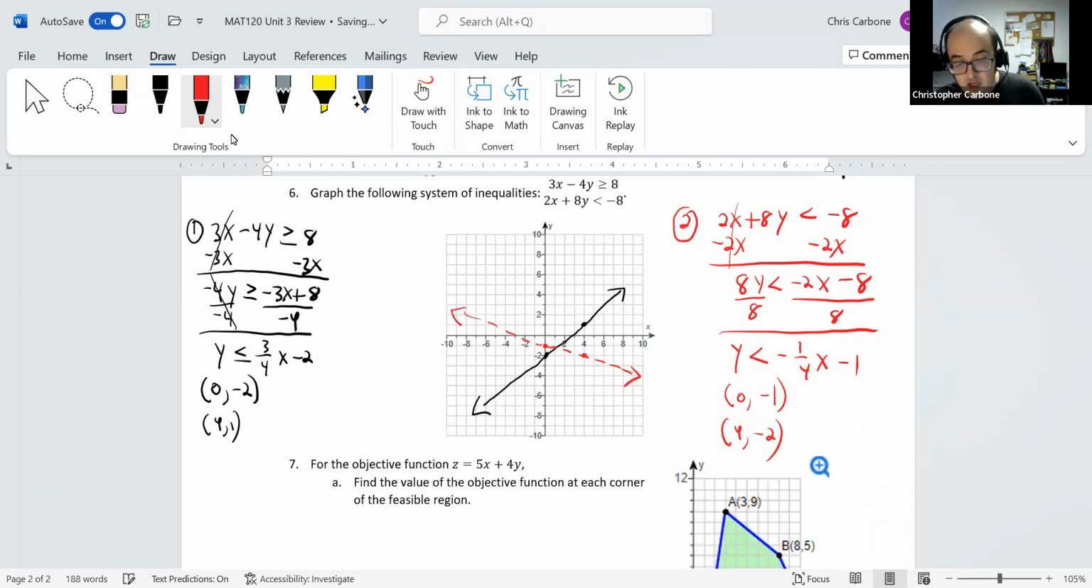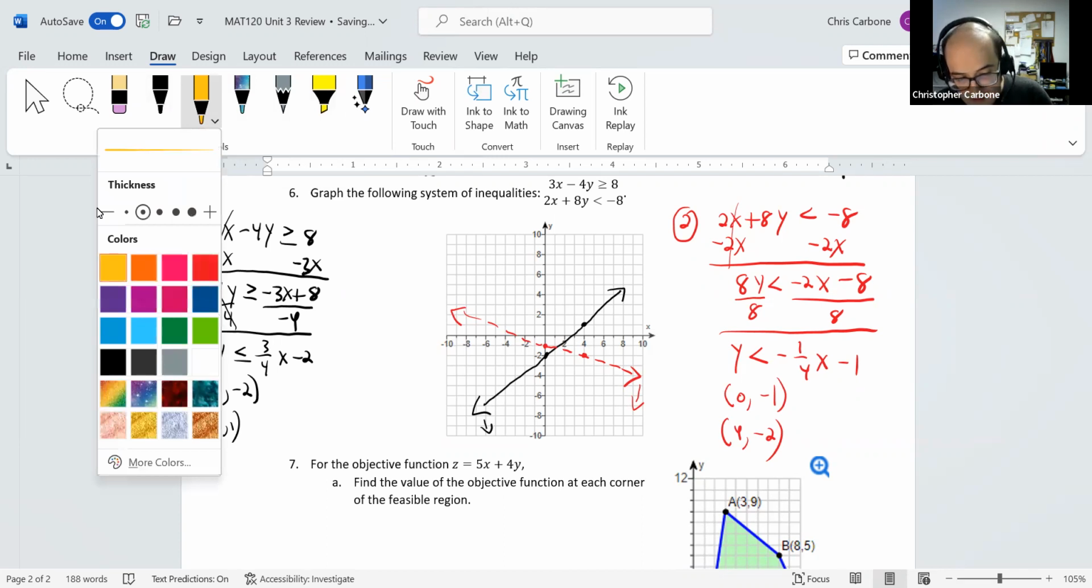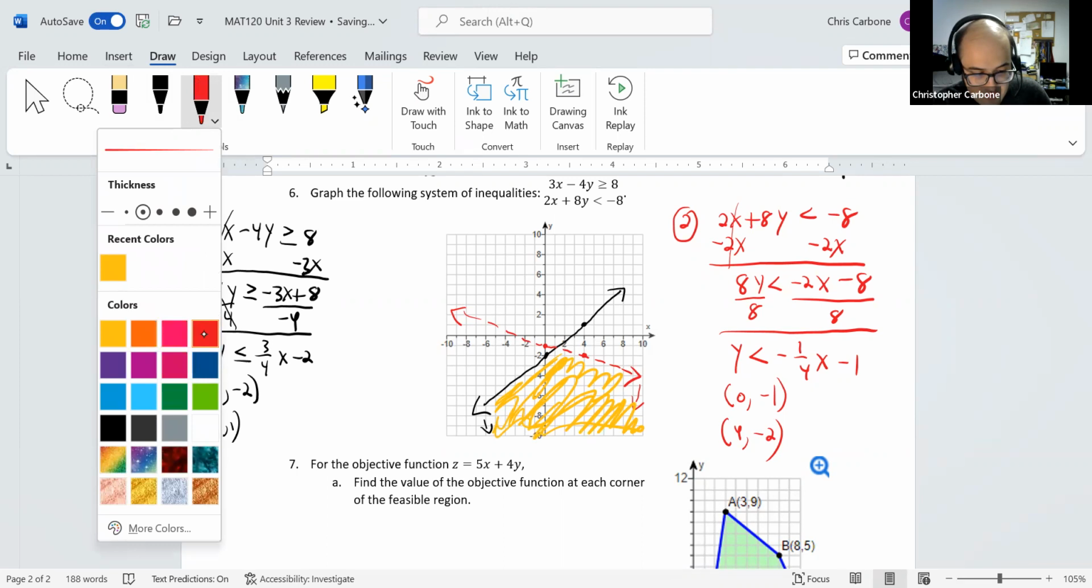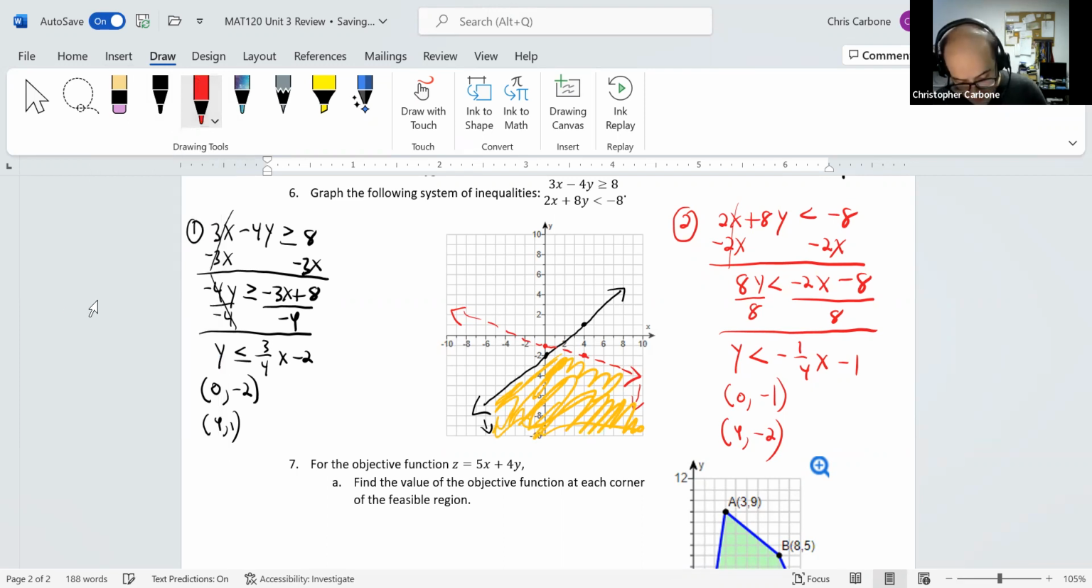All right. So from these, we want to shade below the line I just drew, and we want to shade below this black line. So the location where both of those meet is, let me not use the highlighter for this, this area down here. That orange shading there is where the two inequalities, the half planes, share.